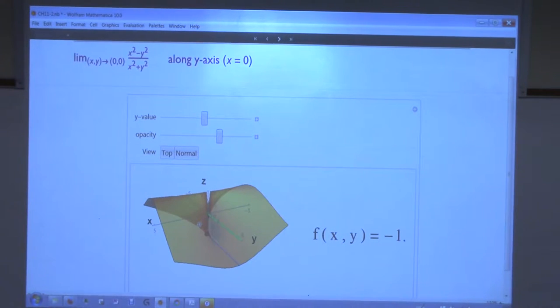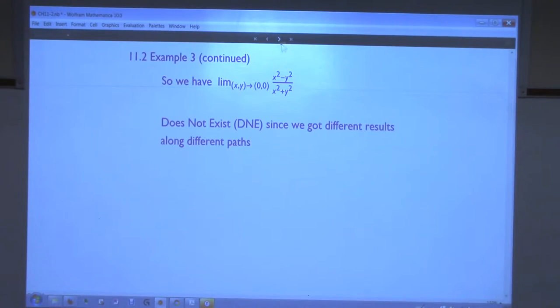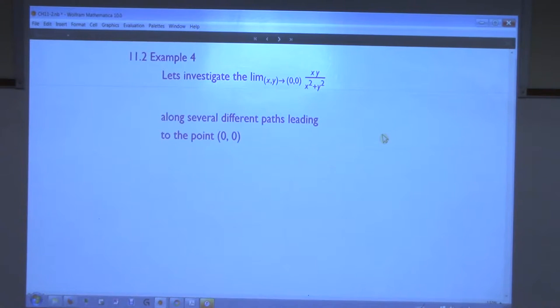Okay. So as soon as we had different answers, we were good. So the conclusion is that this limit does not exist since we got different answers from different paths. Now let's take this new limit.